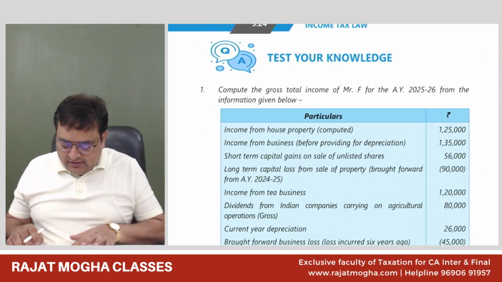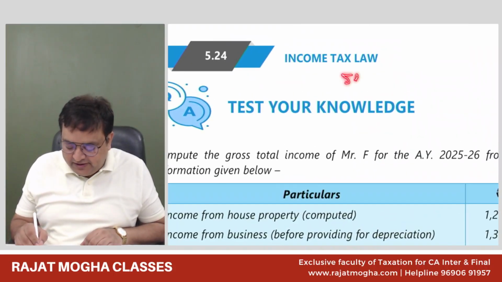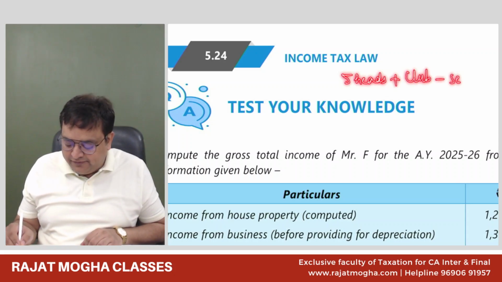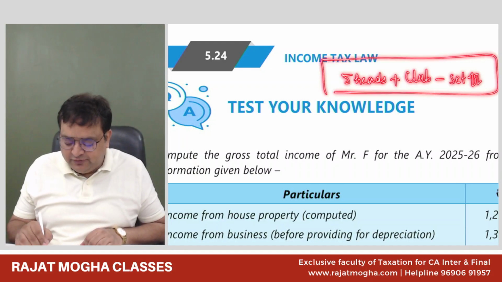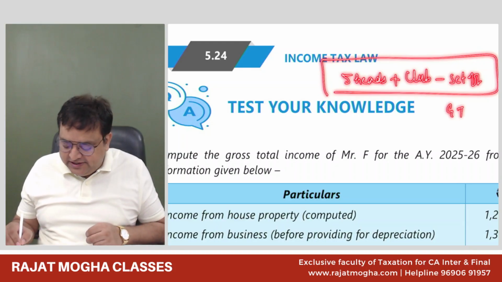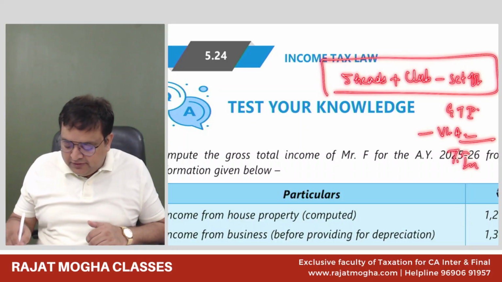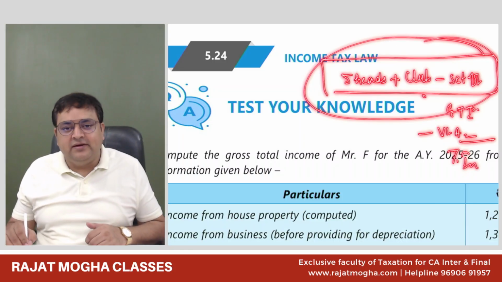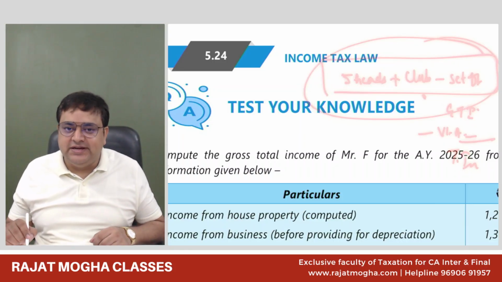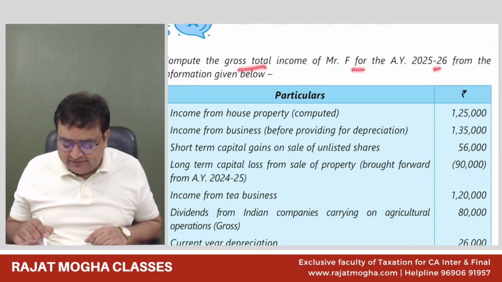Guys, what is GTI? You understand chapter 5: heads of income plus clubbing minus set off. This is called GTI. So generally we call it 5 heads, but actually after clubbing and after set off, we call this GTI. After that we give chapter 6A deductions and then we get the total income. So clubbing and set off you have to consider, then we get our GTI. So this question says, compute the GTI of this person for this assessment year.